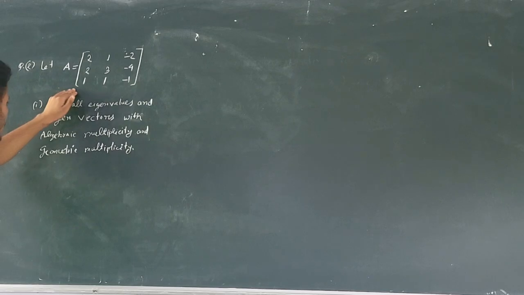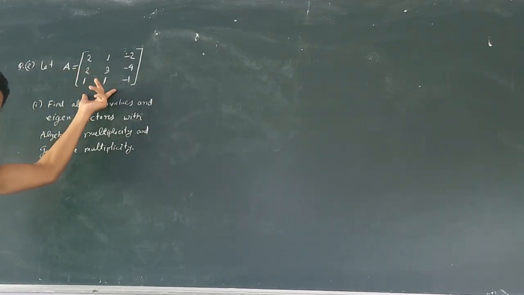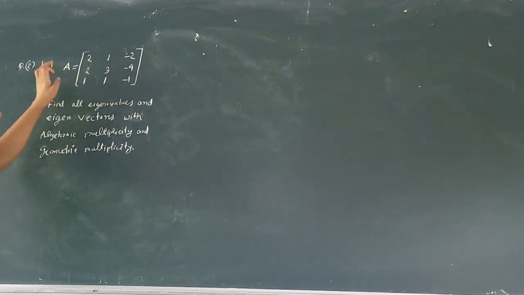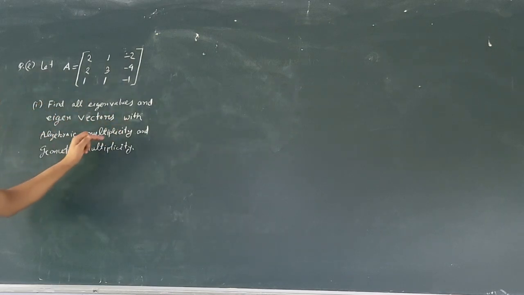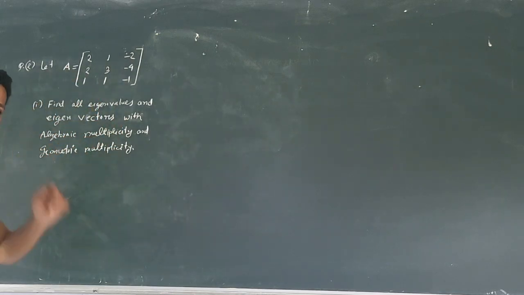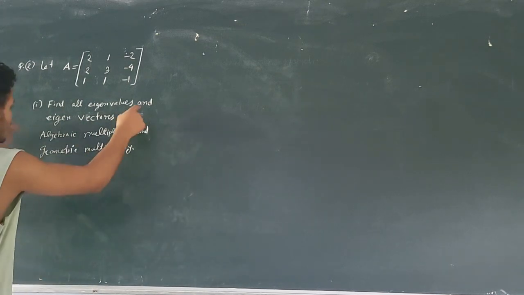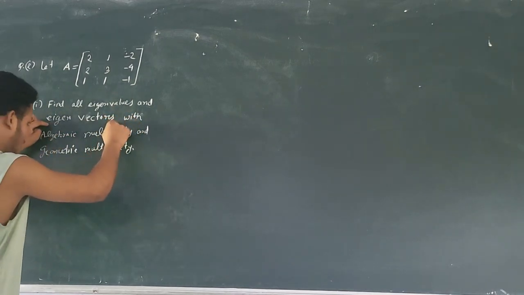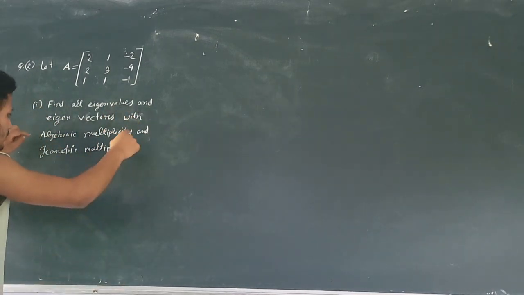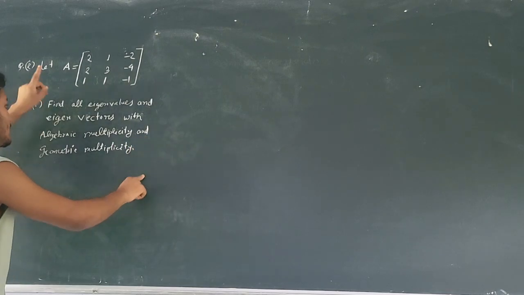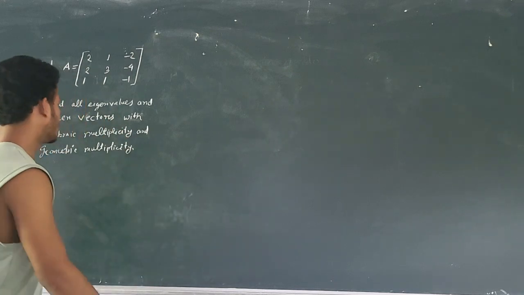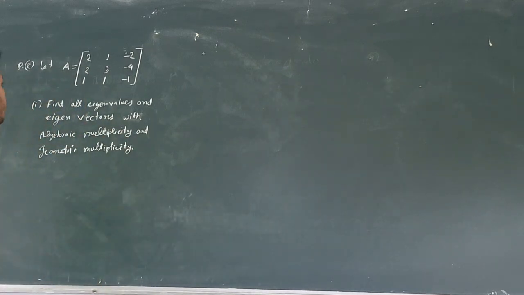This is where you are given a 3 cross 3 matrix A, and the question is to find all eigenvalues and eigenvectors of A with algebraic multiplicity and geometric multiplicity. That means we have to find first the eigenvalues, and then the eigenvectors, and then the algebraic multiplicity and geometric multiplicity of those eigenvalues. So let us solve this question.